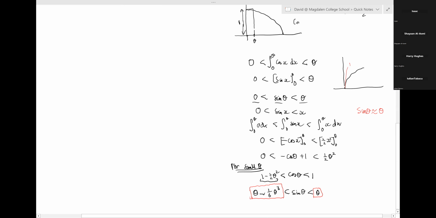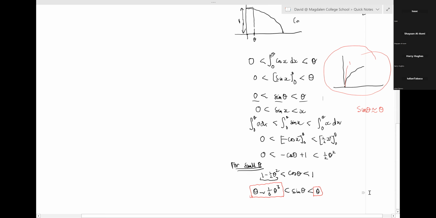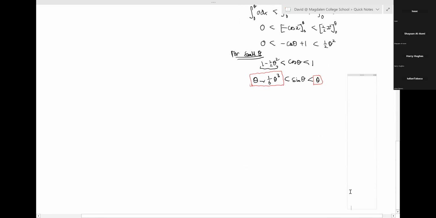So it's clear that the sine theta graph is getting less steep, so theta is an overestimate. The minus 1/6 theta cubed is taking into account the fact that the gradient is changing, so you get a better approximation. And this actually becomes more and more important in maths and physics, because it might be that your linear approximation is just not good enough.